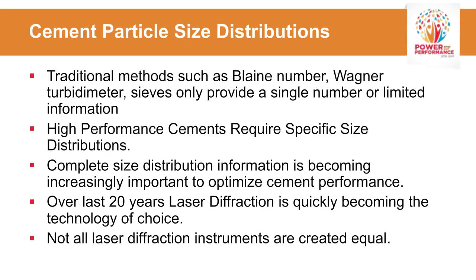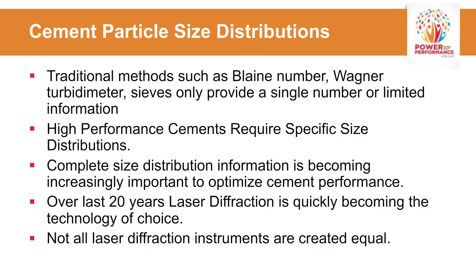So traditionally, methods used in the cement industry have been Blaine number, Wagner turbidity meter, and probably more commonly sieves. But these only provide a single number or limited size information about the cements.